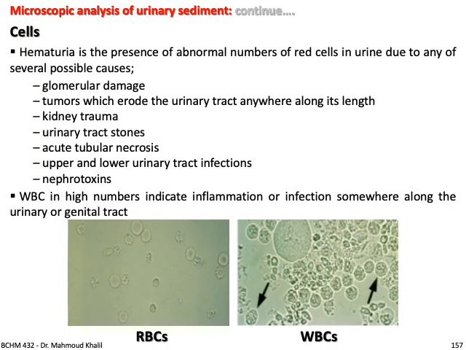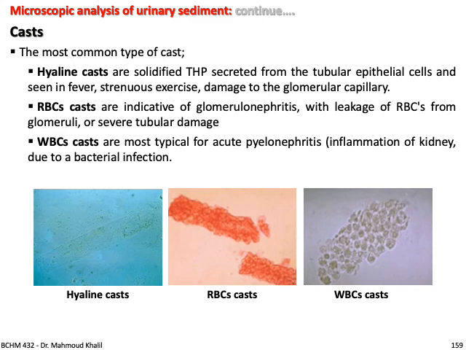Continuing with the cells, we can see hematuria. What is hematuria? As you know from before, it is the abnormal presence of abnormal numbers of red cells in urine due to any of these possible causes. White blood cells: you can see from the first figure how the RBCs look under the microscope, while in the other figure you can see the arrows showing how the white blood cells look. White blood cells in high number indicate inflammation or infection somewhere along the genital tract or the urinary tract. You can see here the most common types of casts from the figure as well: the hyaline cast, red blood cell cast, and white blood cell cast.